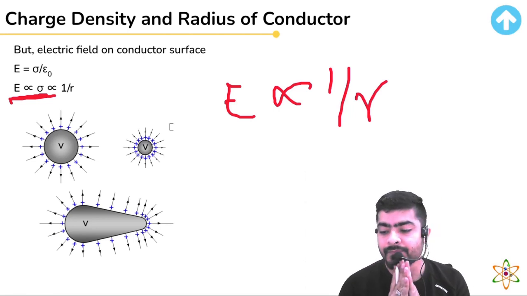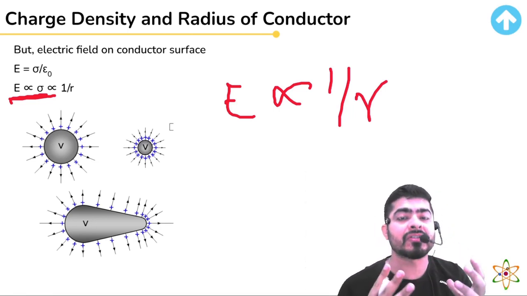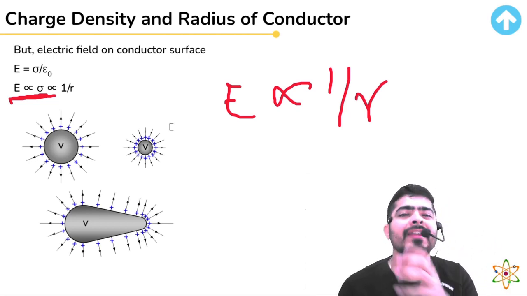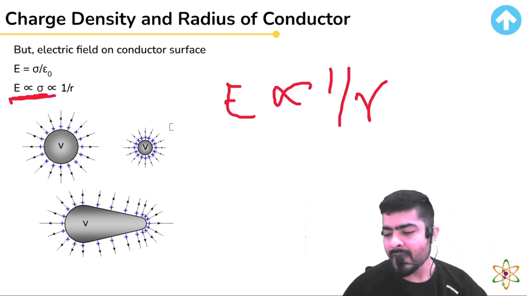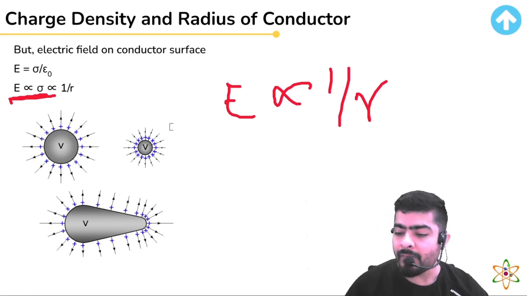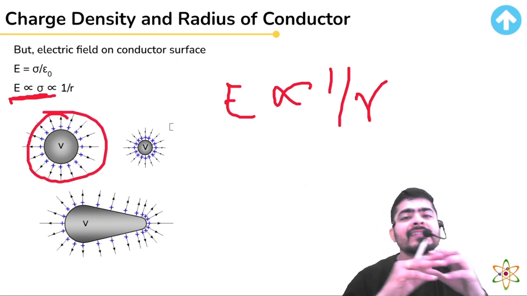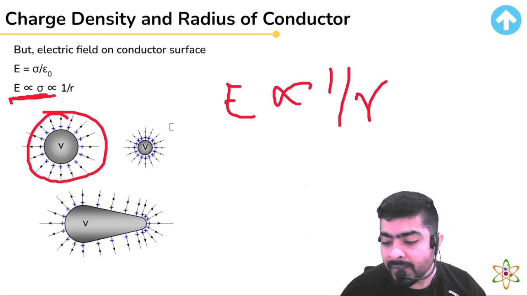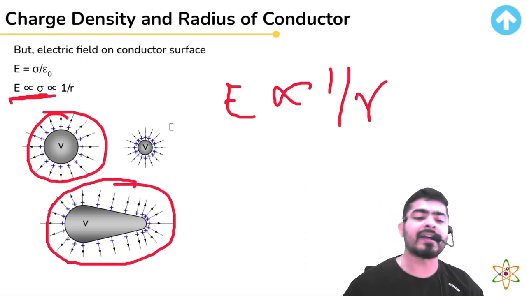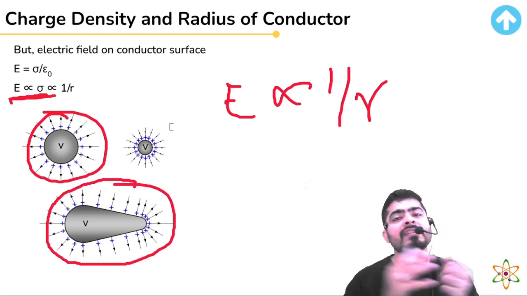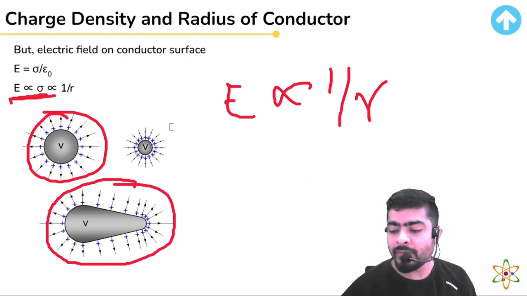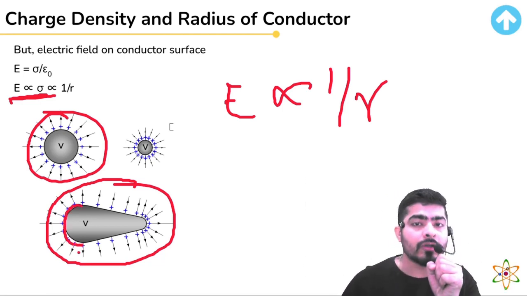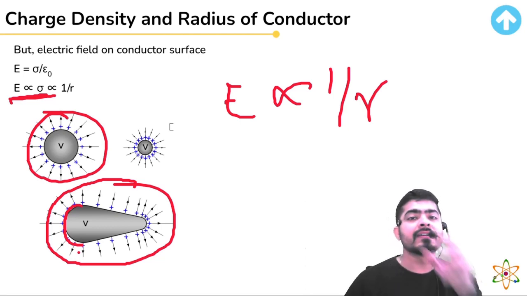Clear? That means if the radius is large, the electric field is small. If the radius is small, the electric field will be large. So for this spherical conductor, the radius is the same everywhere, so the electric field is the same everywhere. But if you take a conductor of this kind, where the shape is not a sphere, the radius on the left is more and the radius on the right is less.